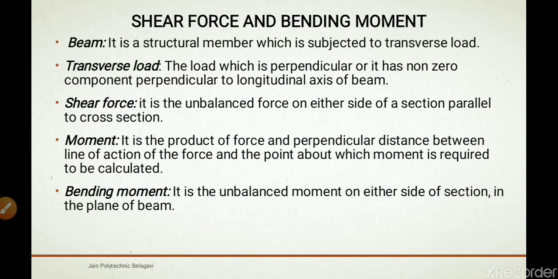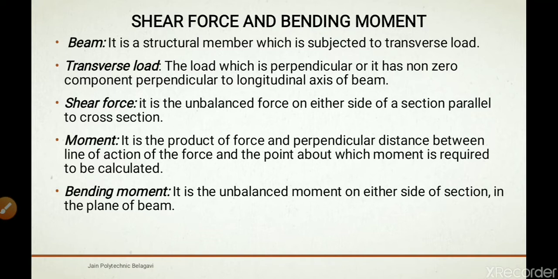Or here it is mentioned as the unbalanced force on either side of the section parallel to the cross section, they have said. So it is nothing but the shearing force, or you can just say frictional force, which tries to cut the beam at a particular section. So to avoid this failure, we have to design for shear reinforcement. So this shear force helps in designing the shear reinforcement.